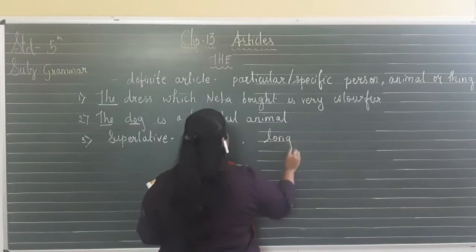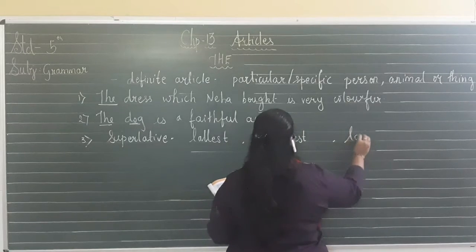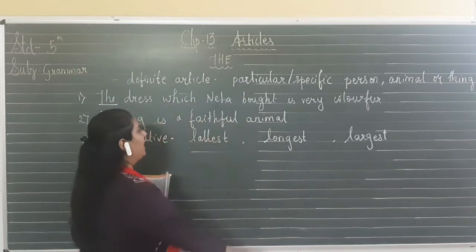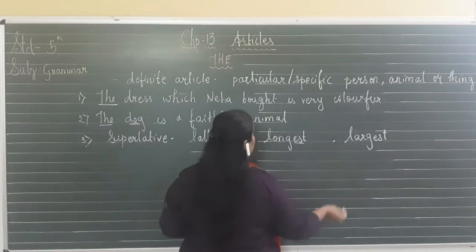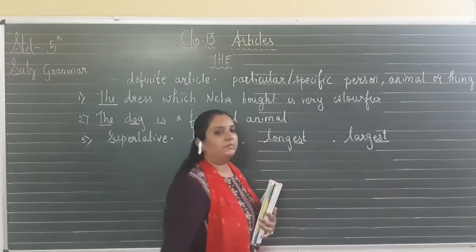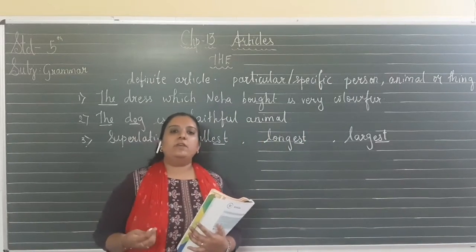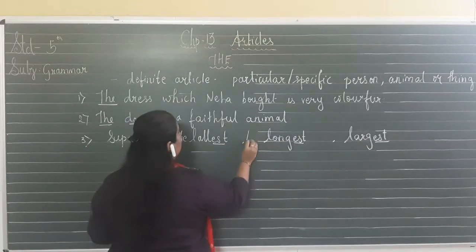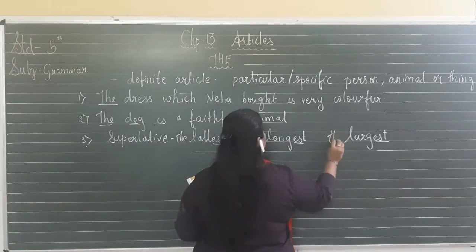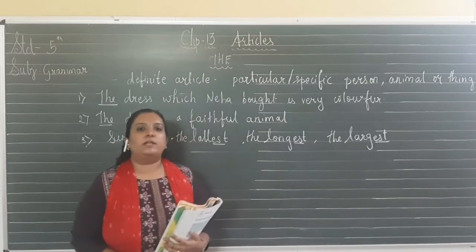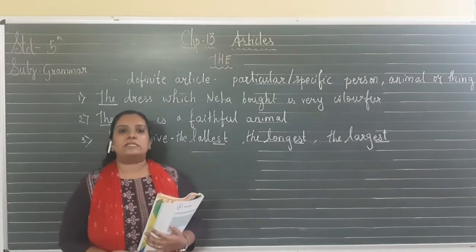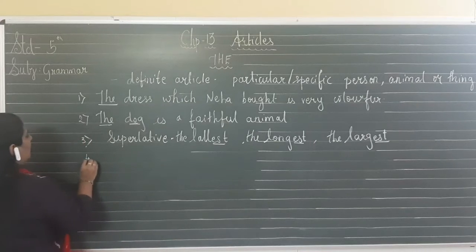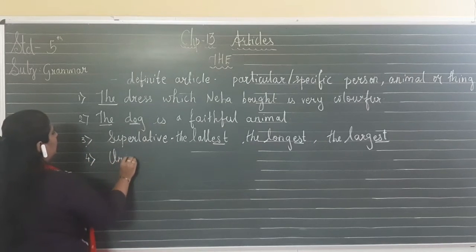longest, largest. All these are the superlative degree. What do we add at the end of the word? est to the word. Whenever we find a superlative, only there we will use article the. The tallest, the longest, the largest. Before superlatives, we always have to compulsorily use article the. And it also says that we have to use article the before unique things.